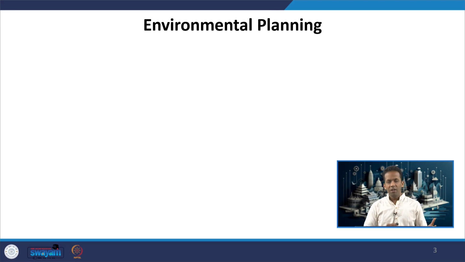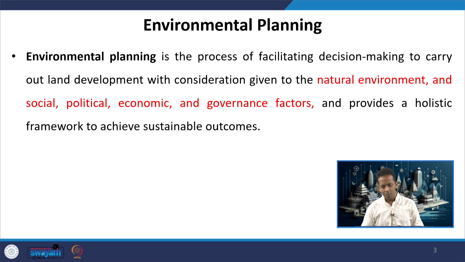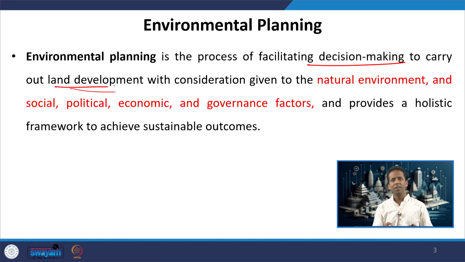So, in the previous class, we studied what is planning and we saw different types of planning, and based on the importance of contents, the most important one was strategic planning. The strategy means making a plan or making a decision. So, environmental planning also involves decision making to carry out land development. When I say land development, because we are talking about terrestrial, like the earth's surface, it can be anywhere on the earth, it can be on the water. In that sense it says land development with consideration given to the natural environment, the surroundings around us.